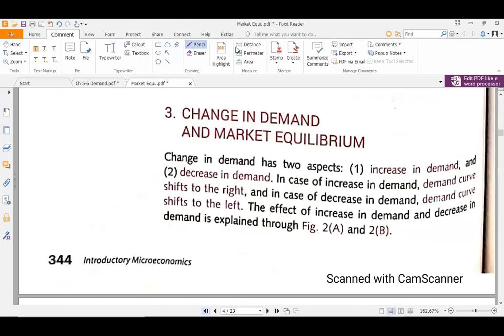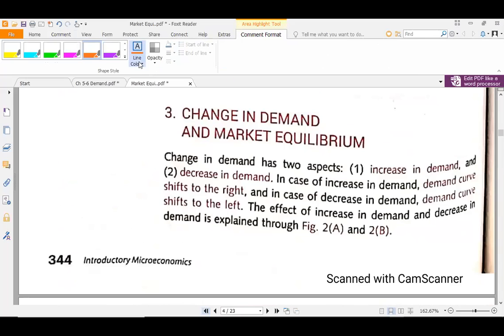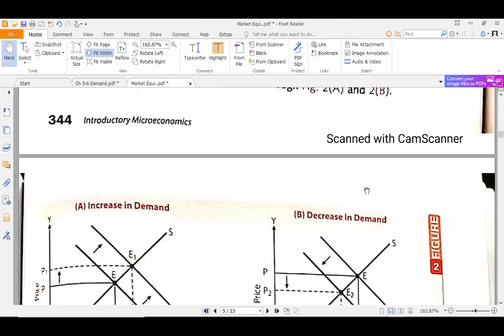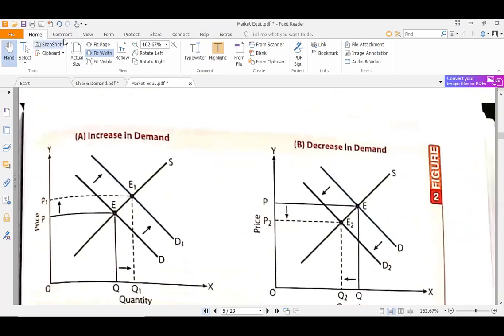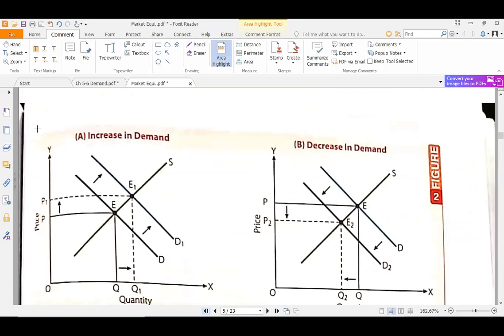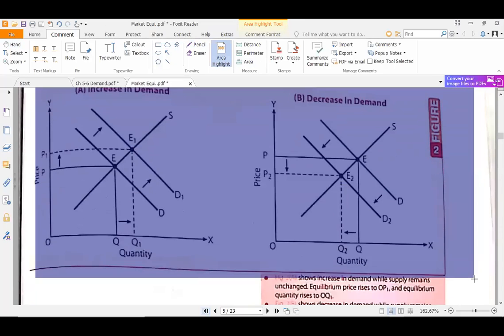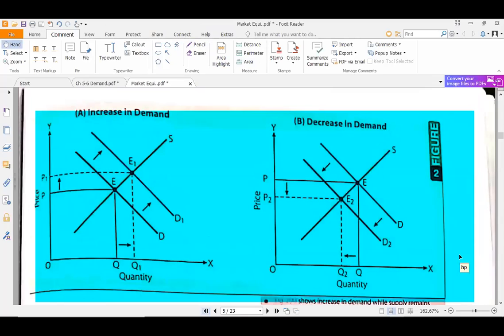Then we started with the new topic, that is change in demand and its effect on the market equilibrium. This was the last topic that we discussed. We discussed 2 cases, and I asked you guys to do the second one as homework. The first condition was increase in demand, and the impact of increase in demand on the equilibrium. The second case was decrease in demand and its impact on the equilibrium. So these were the 2 cases that you had to do, right? This we did in the last class.